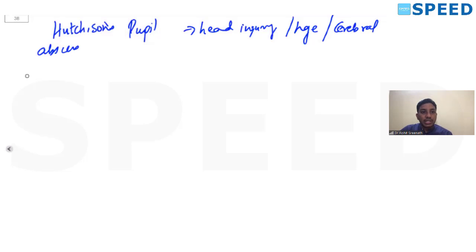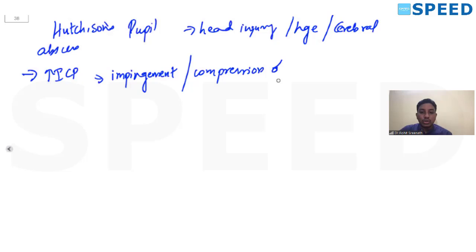Okay. So what happens initially, because of the raised intracranial pressure, what will happen to the pupil? There is irritation of the third cranial nerve, because of which there is constriction of the pupil. So initially in Hutchison pupil, due to the raised intracranial pressure, there is impingement or compression of the third cranial nerve due to the herniation of the temporal.